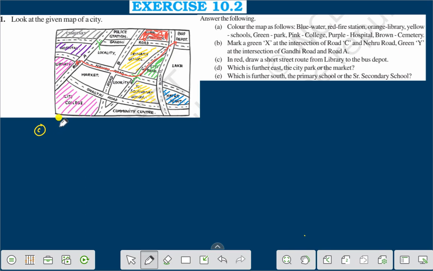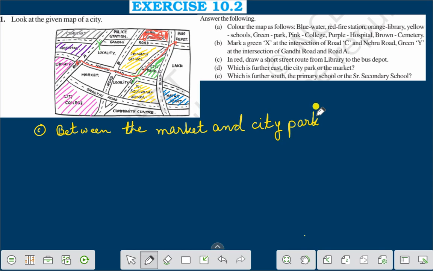Between the market and the city park, the city park is further east. The city park is further east. This is question number D.